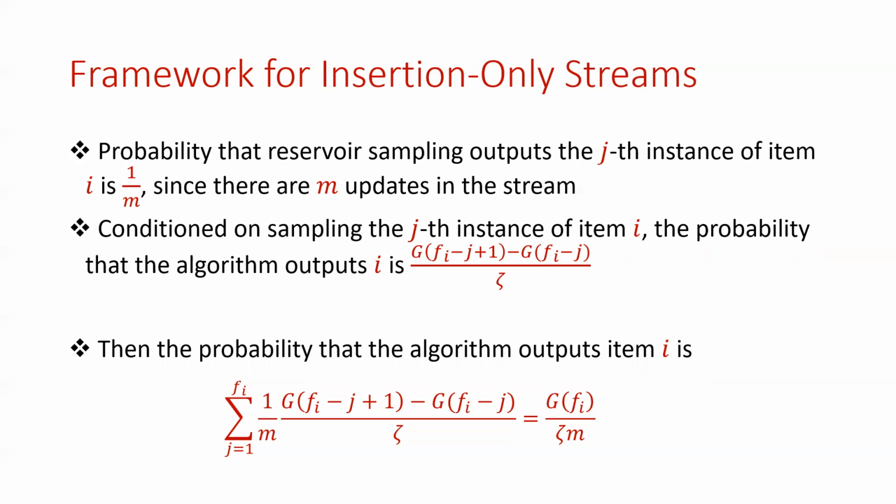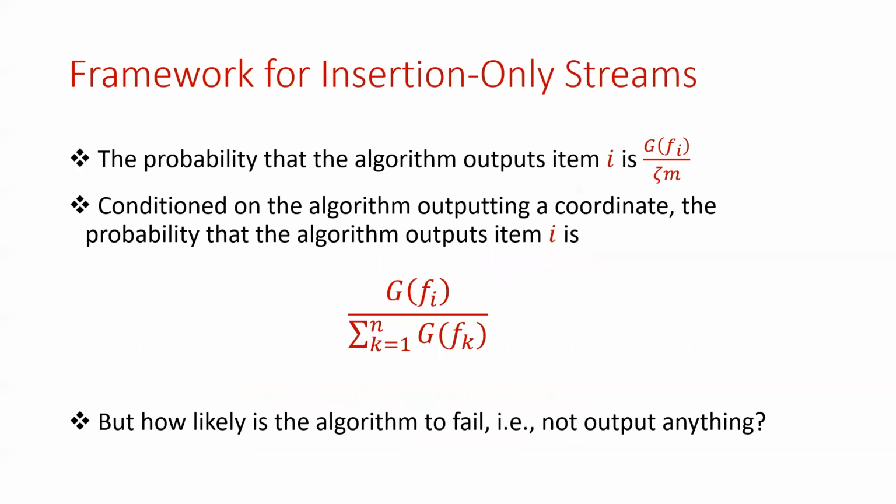And crucially, note that the sum telescopes so that m remains in the denominator, zeta remains in the denominator, but this second term telescopes to just the measure function evaluated on g of f of I. Thus, the probability that the algorithm outputs item I is g of f of I divided by zeta times m. So conditioned on the algorithm outputting a coordinate, the probability that the algorithm outputs coordinate I is exactly the measure function evaluated on the frequency of I divided by the sum of the measure function on the other coordinates.